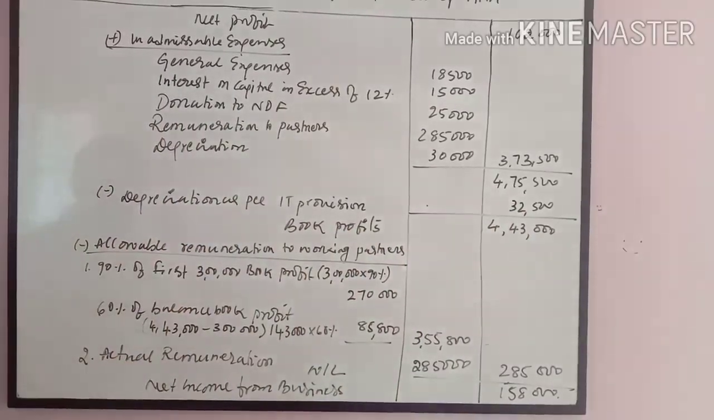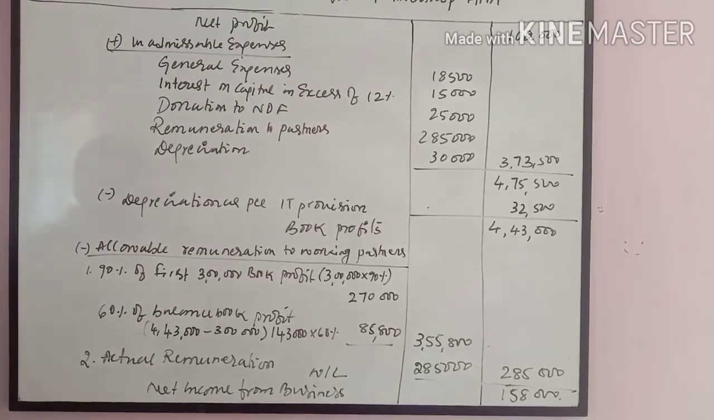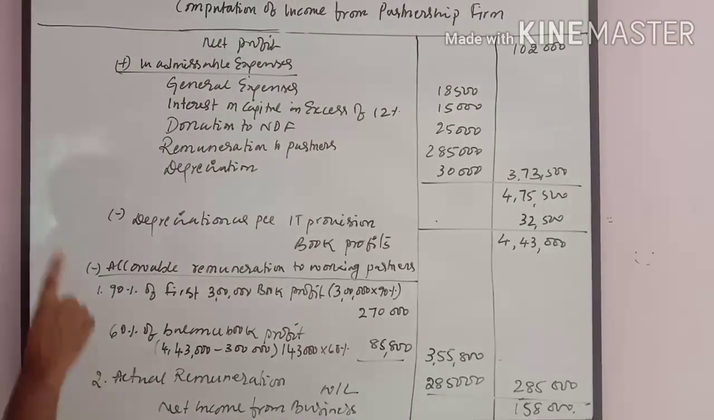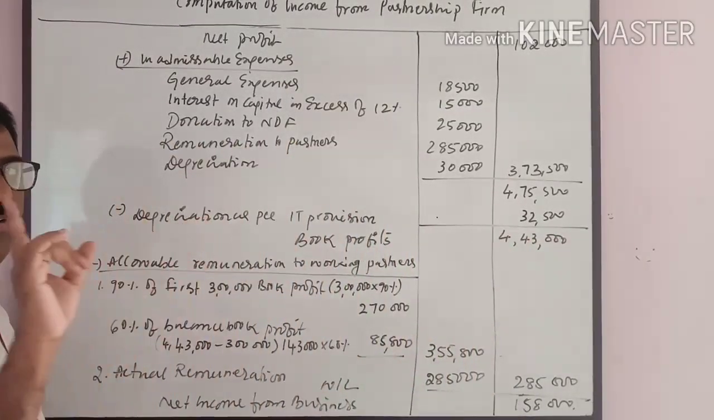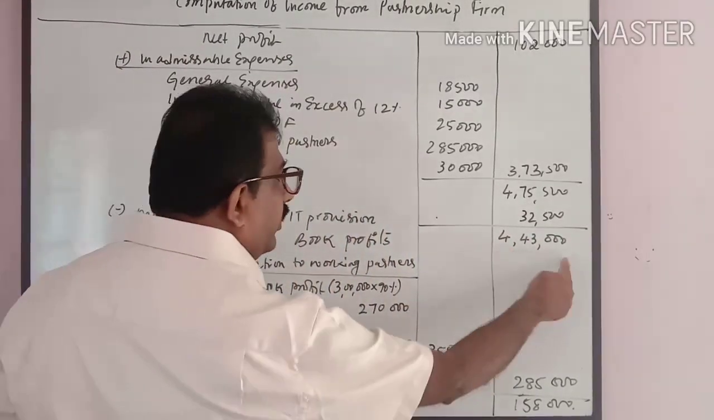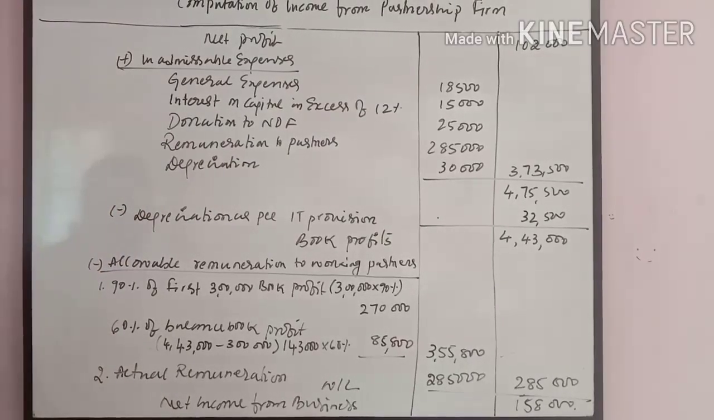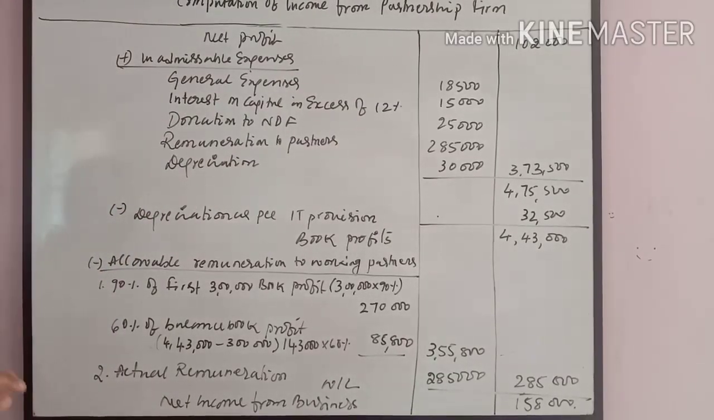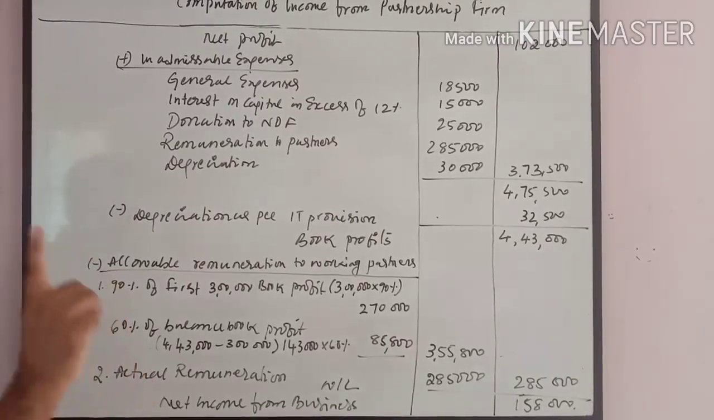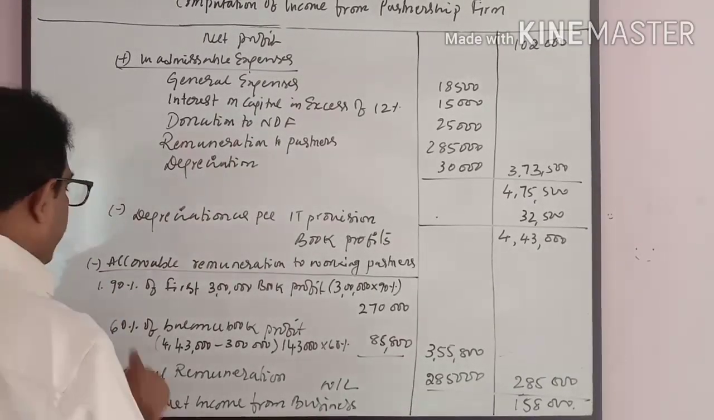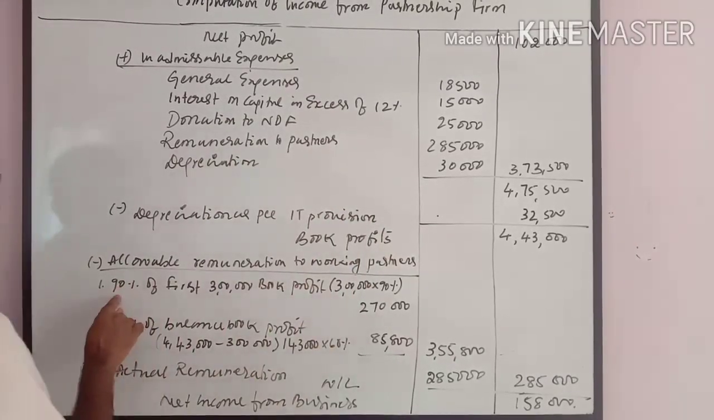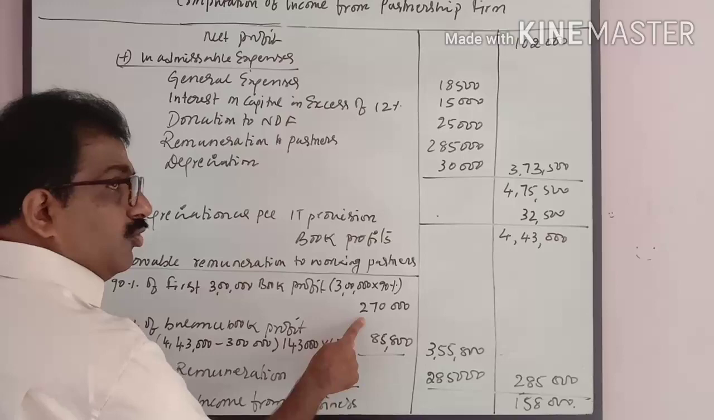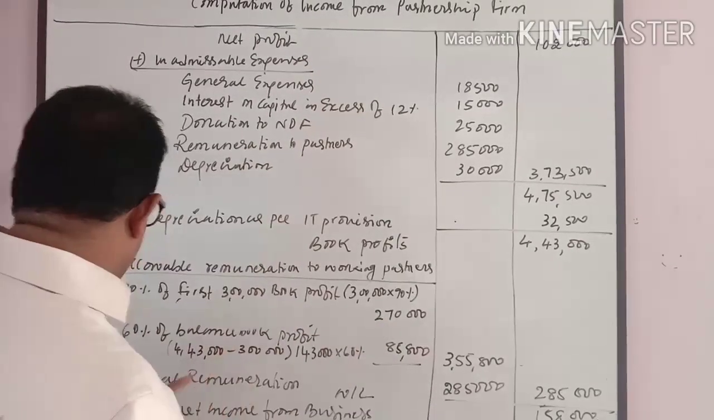Now, how to find out the income from business? Very important thing: remuneration to partners. 4,43,000 is the total book profit. Carefully observe. On this, up to 3 lakh rupees, the first 3 lakh rupees of book profit, 90% should be calculated. That means 3 lakhs into 90% comes to 2 lakh 70,000.